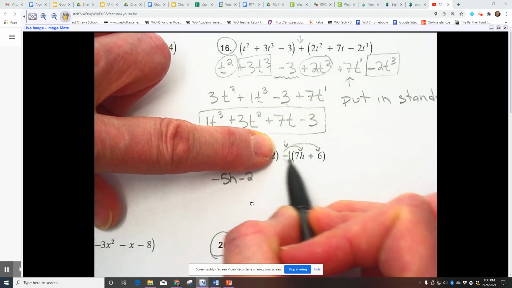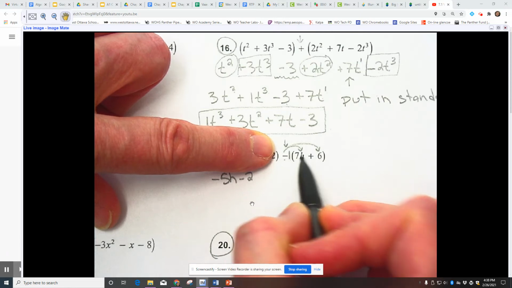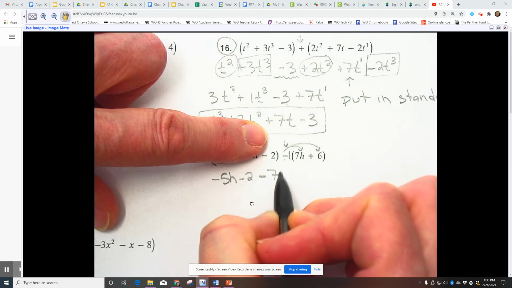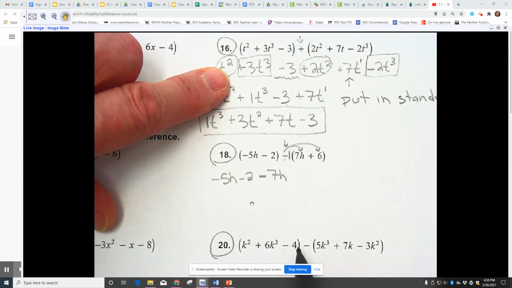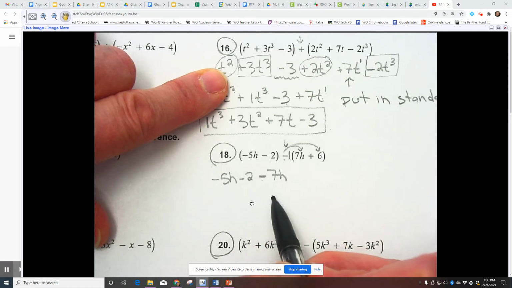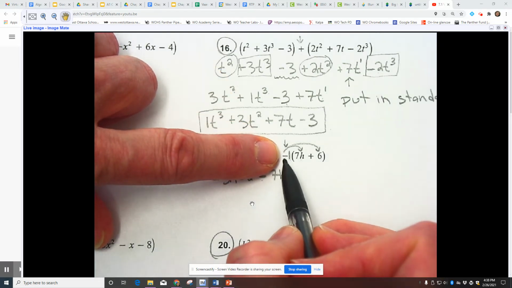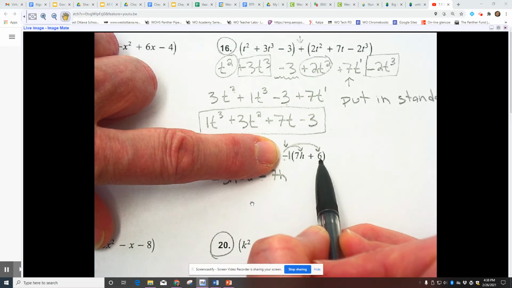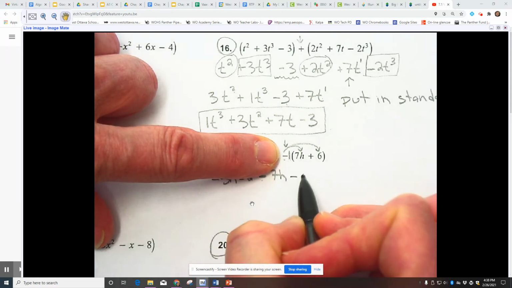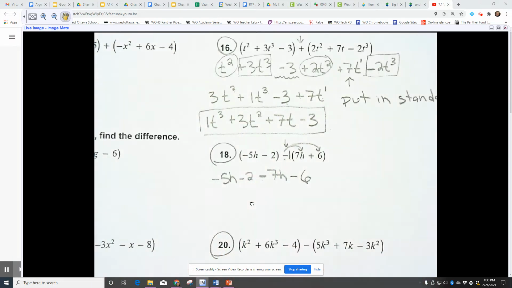Negative 1 times 7 is negative 7. Don't forget the h. So just write negative 7h. This negative becomes a subtraction down here if you want to think about it that way. Negative 1 times positive 6. Positive times a negative is a negative, so this is going to become negative 6.